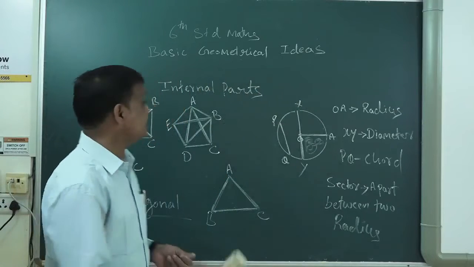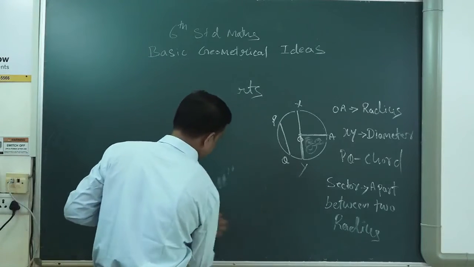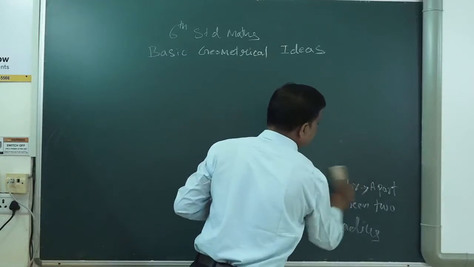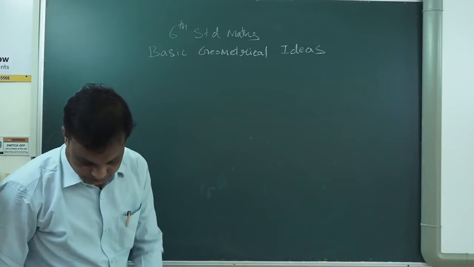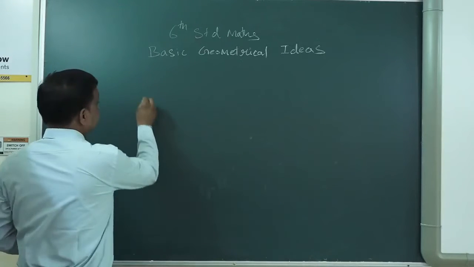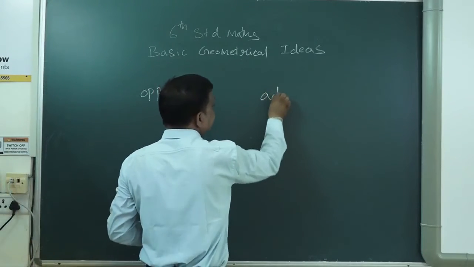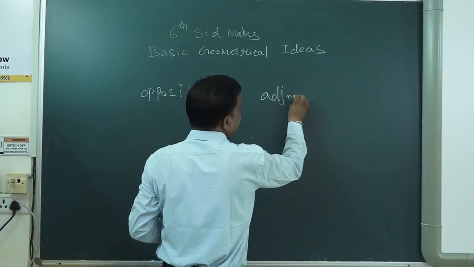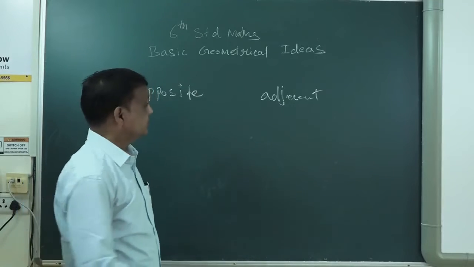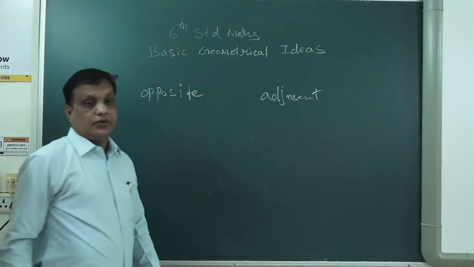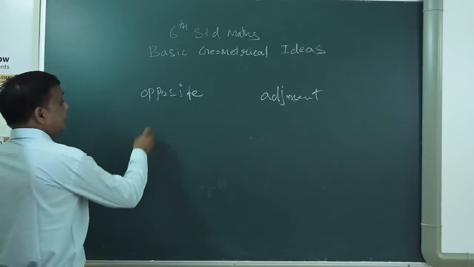That is the last part of this: adjacent and opposite. The two more points, one is opposite, one is adjacent. What is adjacent and what is opposite? These are helpful for any figure.